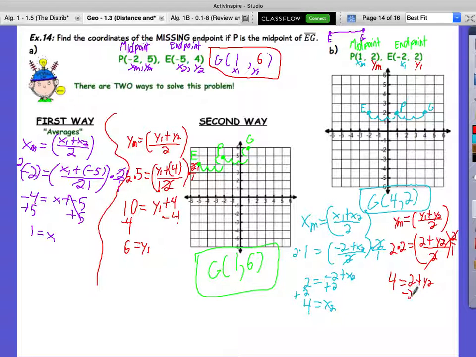Subtract 2. 4 minus 2 is 2. And so 2 equals y sub 2. And we end up with the same (4, 2) either way. Is one way more right than the other? No, we got the same answer, okay? Whichever one you prefer is whichever one I want you to choose. Questions on that? All right.